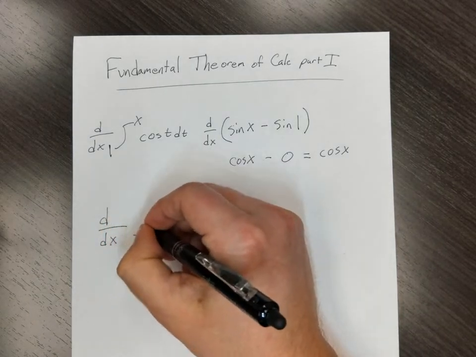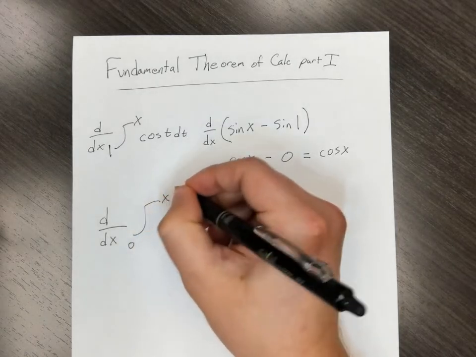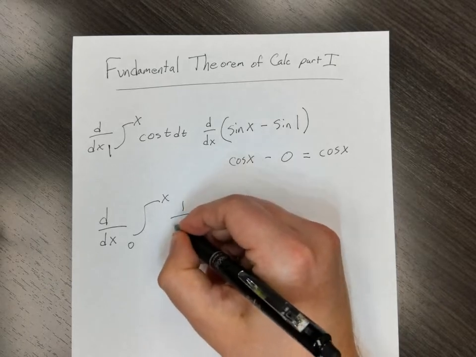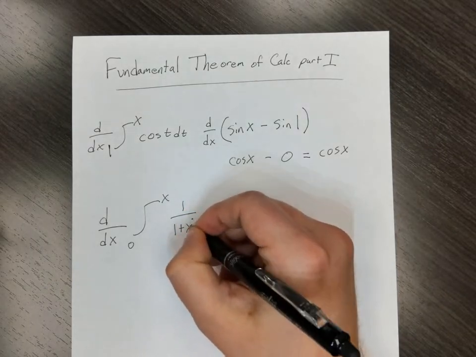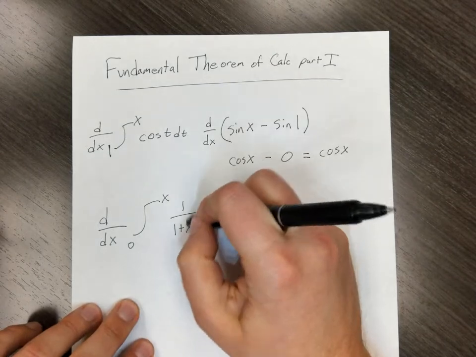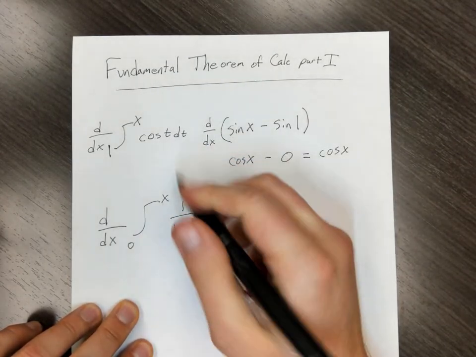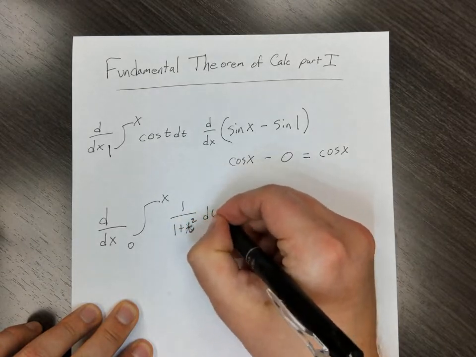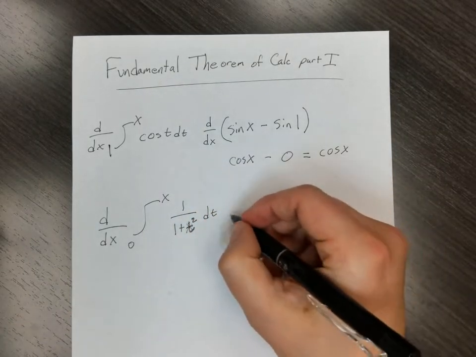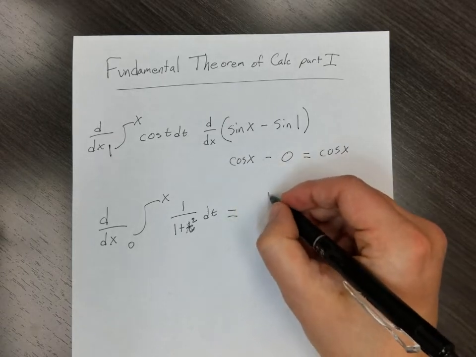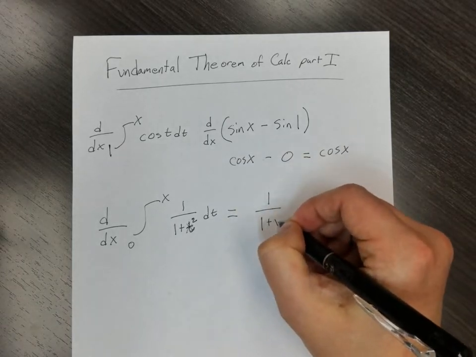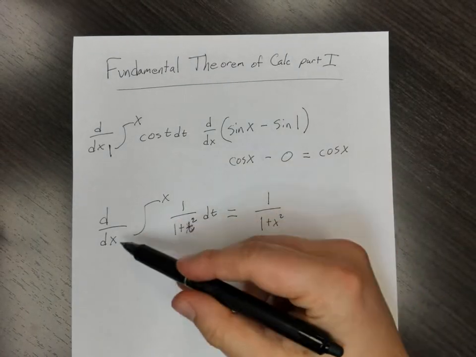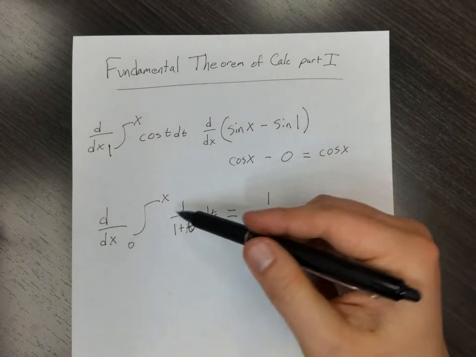So for example, if I wanted to find d dx of, we'll take another integral, from 0 to x of 1 over 1 plus t squared dt. We could use a different variable. That's just going to be equal to 1 over 1 plus x squared. That's it, done. Because when you integrate and then differentiate, those again are kind of canceling each other out.